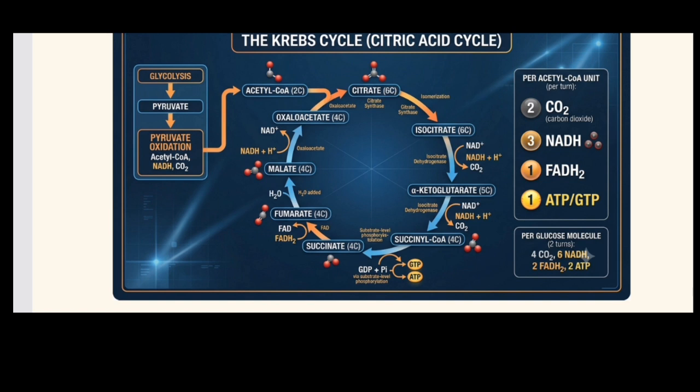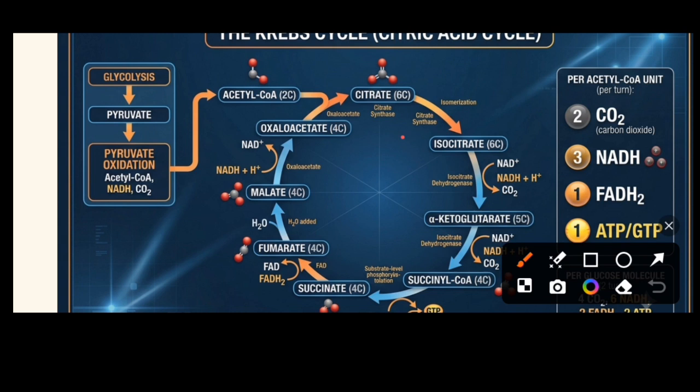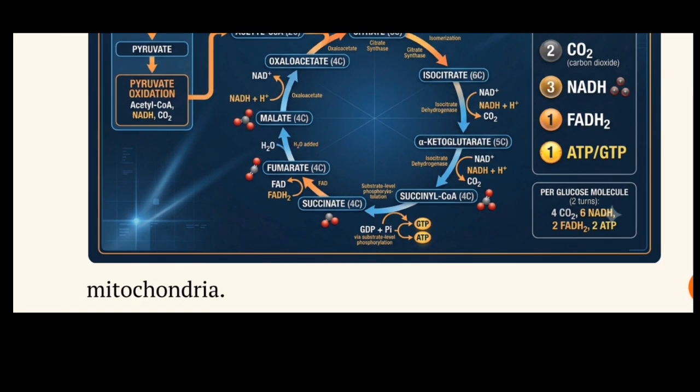Citrate is converted to isocitrate with the help of an enzyme. You can see here the enzyme name is citrate synthase. Synthase is the enzyme. Then isocitrate is converted into alpha ketoglutarate with the help of isocitrate dehydrogenase. Dehydrogenase is the enzyme. Okay, you remember.